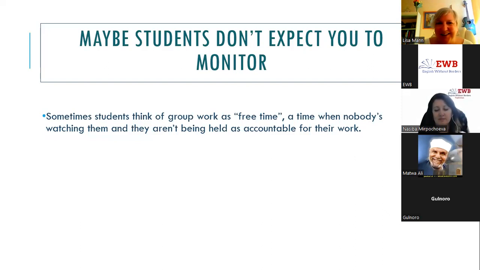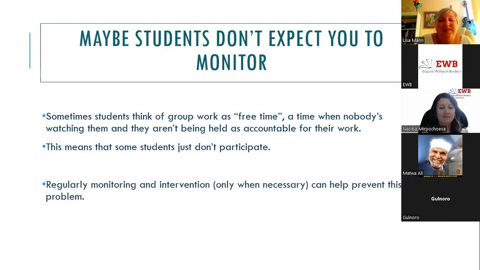And sometimes it means that some people don't participate. Sometimes it means that some whole groups don't do anything. They don't do what you're asking them to do. And that's because you're not monitoring. And regular monitoring and intervention when necessary can prevent this problem.